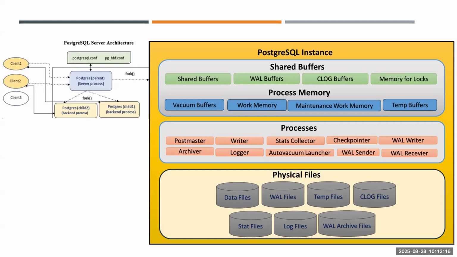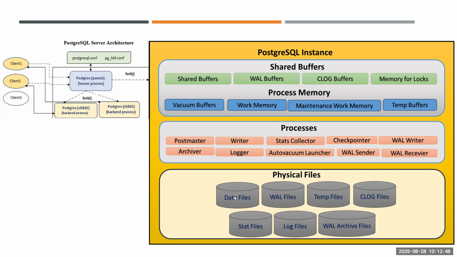Our main focus will be on these two: shared buffers and WAL buffers. Correspondingly, we have the data file directory and the WAL file directory. What is a data file directory? What is a WAL file directory? That is very, very important. As a DBA, we must understand what directories are created.